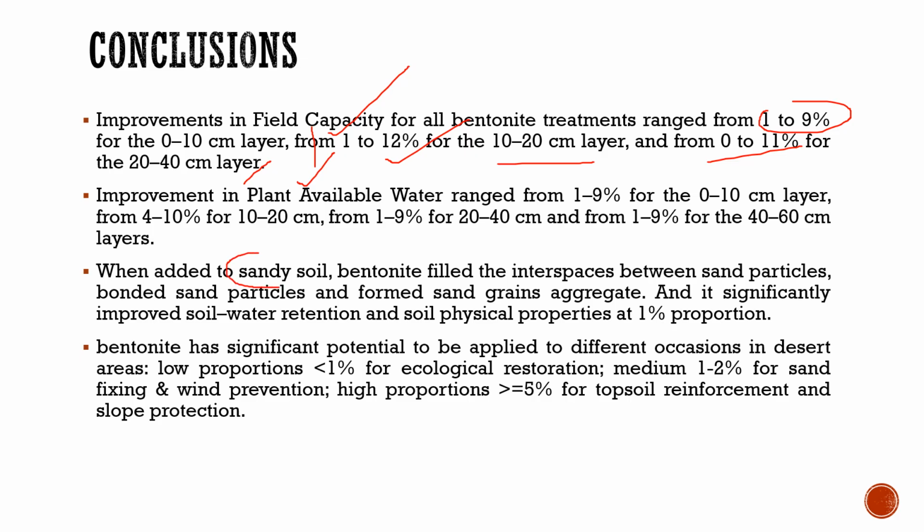Whenever bentonite is added to sandy soil, it fills the interspaces between sand particles and forms stable aggregates, which helps in soil water retention and soil physical properties improvement at 1% proportion. Along with that, bentonite has a significant role in maintaining desert areas. Lower proportions of 1% are useful for ecological restoration. If you go for 1 to 2% of bentonite, it is useful for sand fixing and wind prevention. At high proportions, greater than or equal to 5%, you can go for topsoil reinforcement and slope protection.